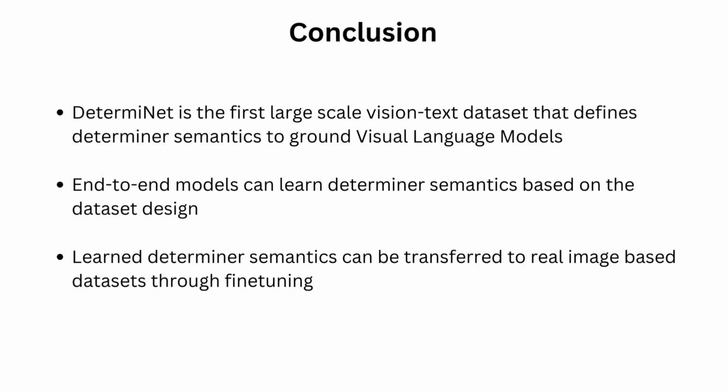All in all, we present DetermiNet, the first large-scale vision text dataset that defines determiner semantics to ground visual language models. We find that end-to-end models can learn determiner semantics based on the dataset design, and there is the potential for the learned determiner semantics to be transferred to real images through fine-tuning.